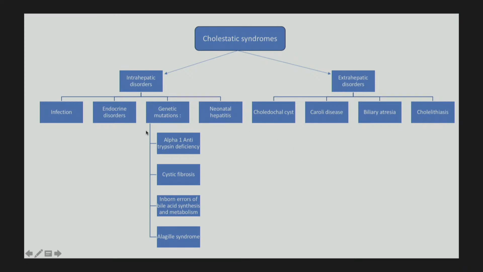Intrahepatic disorders, broadly, we can classify as coming under infections. Most commonly we'll see TORCH infections, CMV, and HSV infections, which can be seen in neonates. Second are endocrine disorders, genetic mutations, and neonatal hepatitis. Neonatal hepatitis is an overlapping and very broad term which includes a wide variety of disorders. Today, for our presentation, I'll be focusing mainly on genetic mutations, in particular the inborn errors of bile acid synthesis and metabolism.